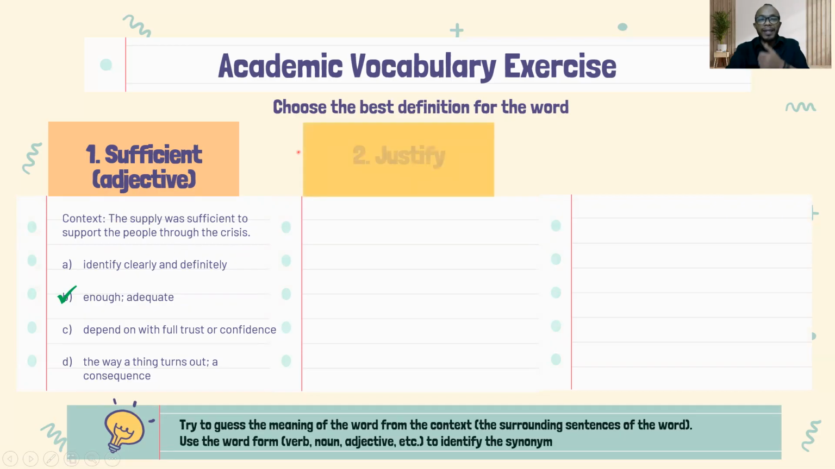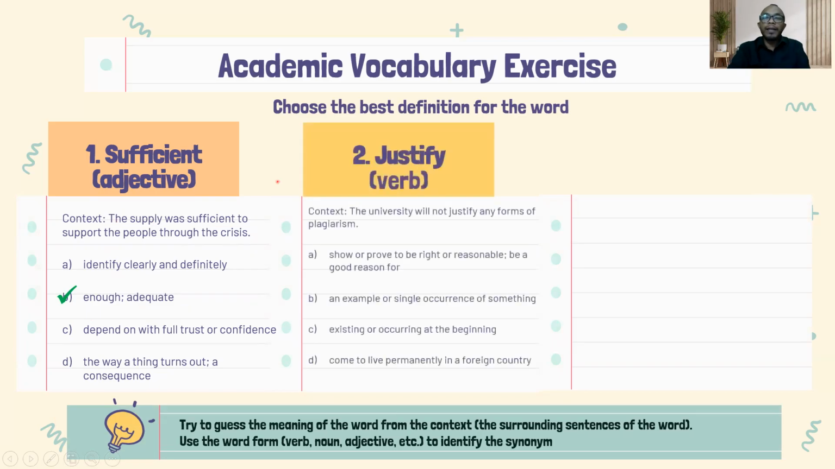All right, the next one is justify. It's a verb, and here the context: the university will not justify any forms of plagiarism. So if you are trying to use the context to guess the meaning, you can see that plagiarism is something that the university will not justify.